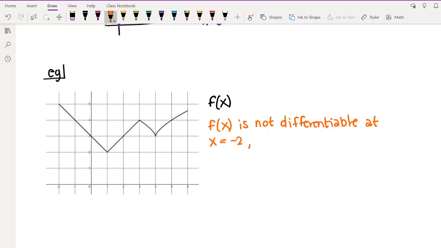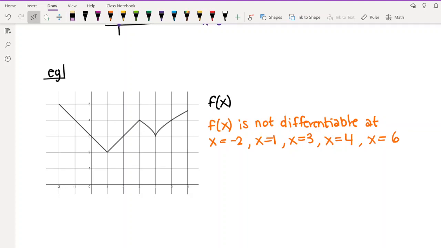It would not be differentiable at x equals 1 because again, you have this issue where you can't tell where the tangent line would even go. It would not be differentiable at x equals 3 for the same reason. It would not be differentiable at x equals 4 because that's one of those cusp shapes. And it would also not be differentiable at x equals 6 because that is another endpoint.